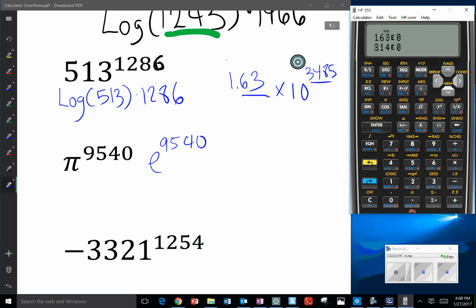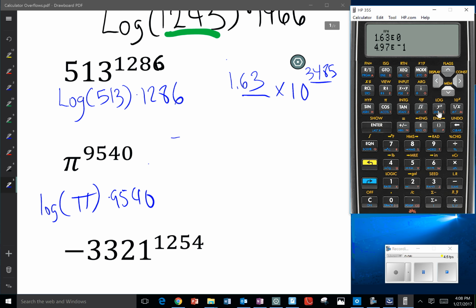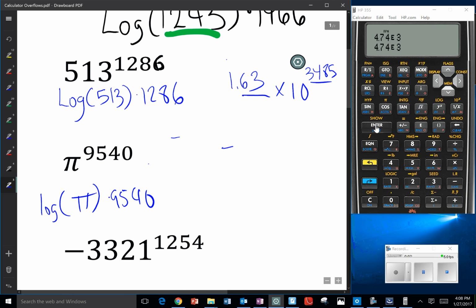What do I want to do to it? Well, I want to take pi and I want to log it, right? Times 9540. So log pi times 9540, I get that number, 4,742. I want to show that. And remember, what do I want to write down? 4,742 is my power of 10. So this is going to be 10 to the 4,742 power, right?